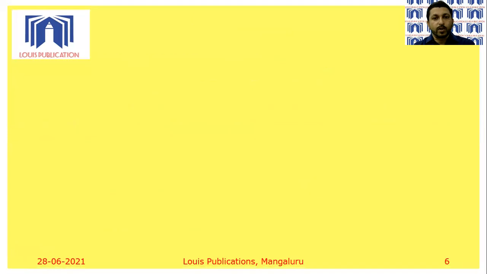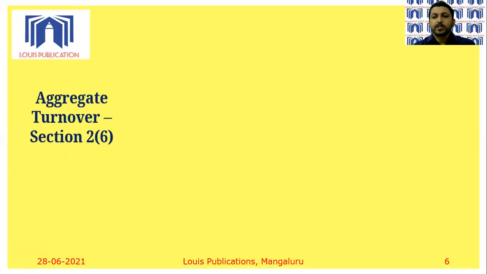Let's move to the next concept. The next concept is aggregate turnover, which is covered under section 2, subsection 6. I have classified the concept of aggregate turnover into two categories. First, what are the points that are included in aggregate turnover, and what are the points that are excluded from aggregate turnover. So let's look at the list of items that are included in aggregate turnover.